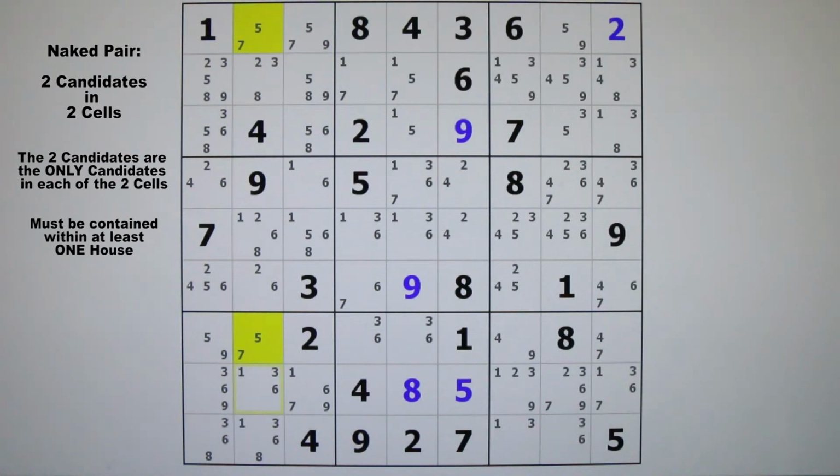That's naked pairs. So next we have hidden pairs, which are much more difficult to find. So we should spend a little more time on those.